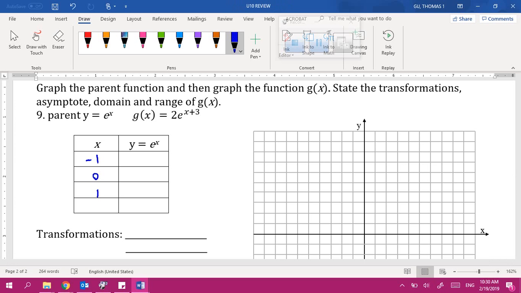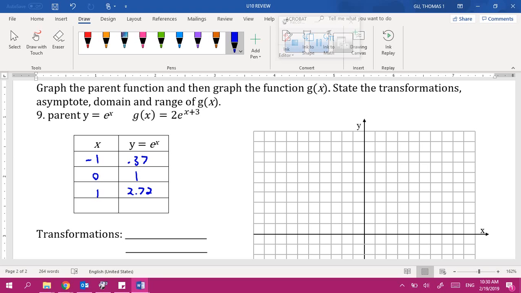What would your y values be? When you plug in 0, what do you get? 1, right? That's always the same. Then when you plug in 1, what would you get? What is that number? 2.72. That's what e is. And then -1 is 0.37. So you pretty much have to memorize the 0.37 and 2.72. But that's the parent function.